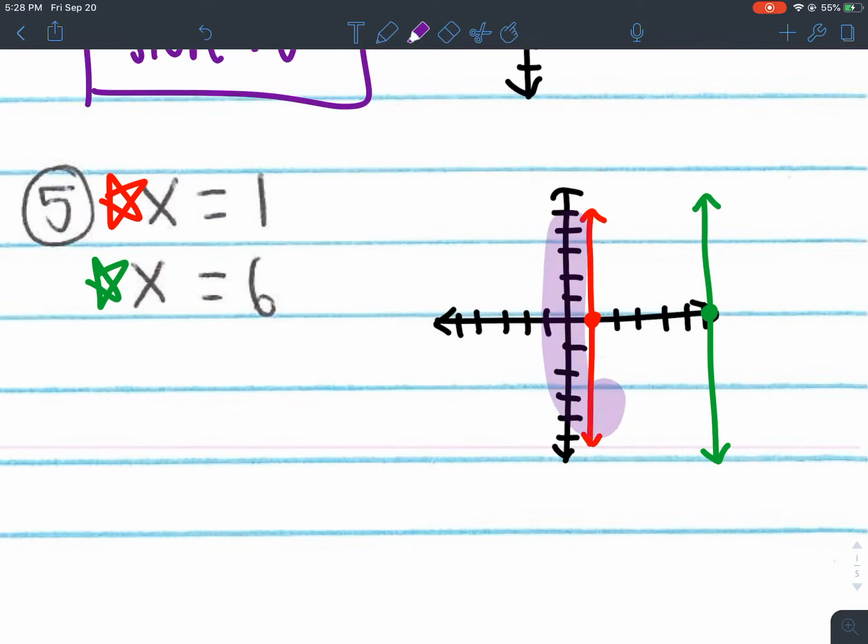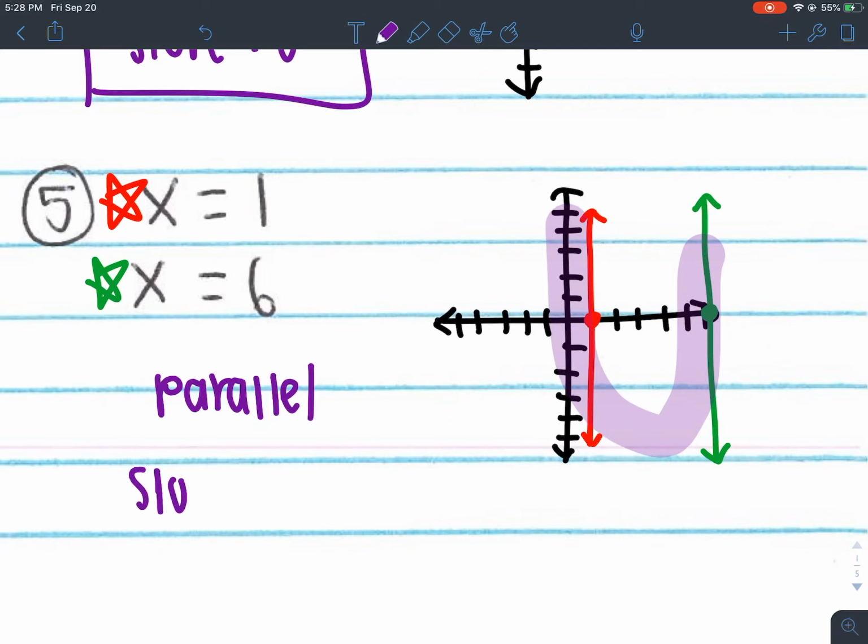I have a u. I can't really see. I'm going to do a u with that one. Okay, a u for undefined. So these slopes are both undefined slopes. So these are parallel, and the slope is undefined.